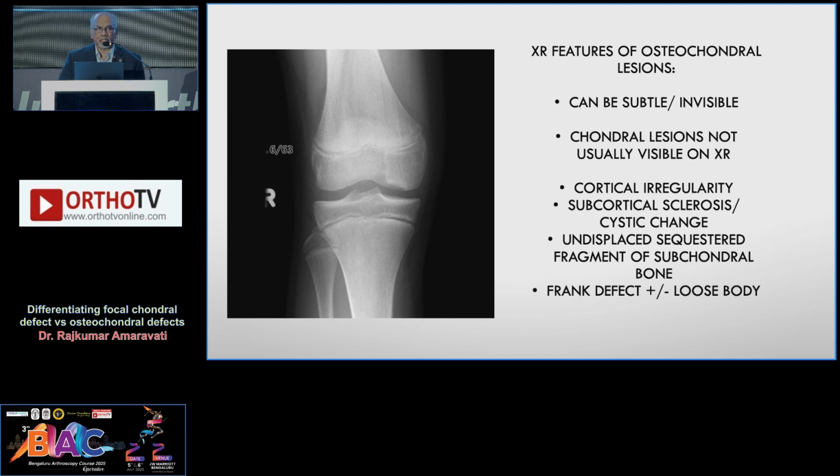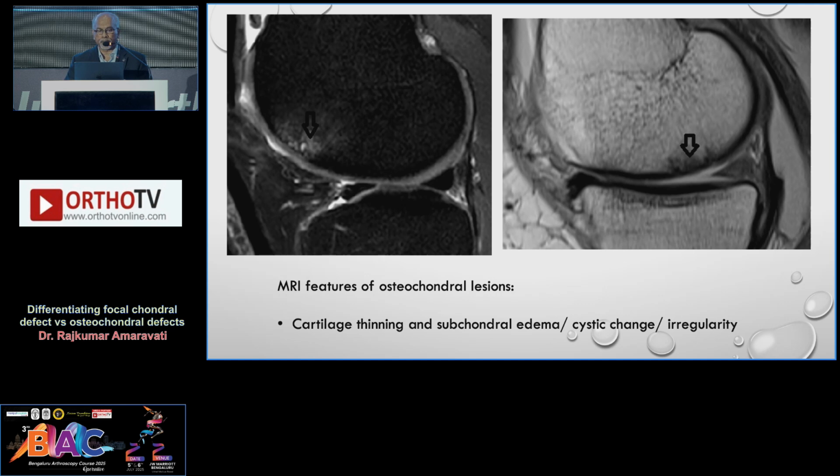So do X-rays help you to diagnose chondral injuries or osteochondral injuries? More often than not, we tend to miss them because on X-ray they are rarely picked up. But if they are picked up, it is in the later stages, where you will see cystic changes or subchondral sclerosis, or when it becomes a loose body with bone. MRIs do help us in picking up these lesions because we see subchondral edema, cystic changes and irregularity in the surface of the cartilage, and that is where we realize that there is something not right with the knee.